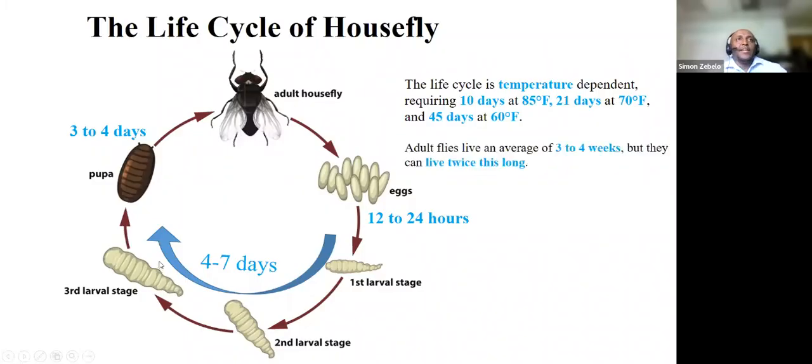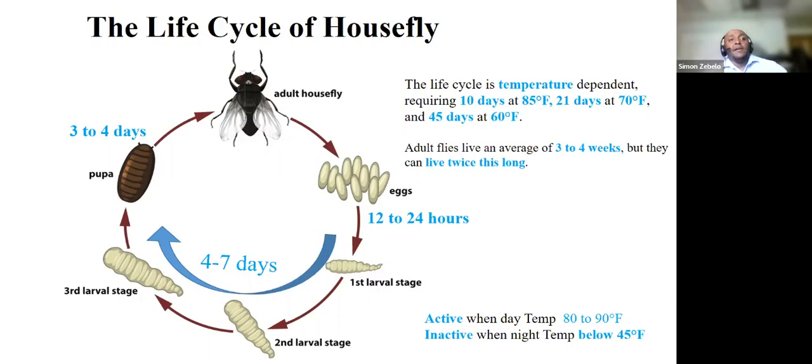Okay, and adult flies live an average of 3 to 4 weeks, but they can live twice this long, maybe 2 months. Most of the time, adult flies are active when the temperature is between 80 to 90 degrees. At nighttime, they are inactive if the temperature goes down below 45 degrees. Okay, so this is in general about the housefly life cycle.